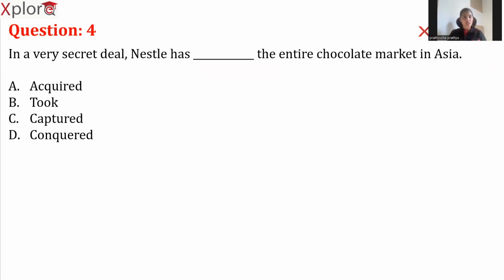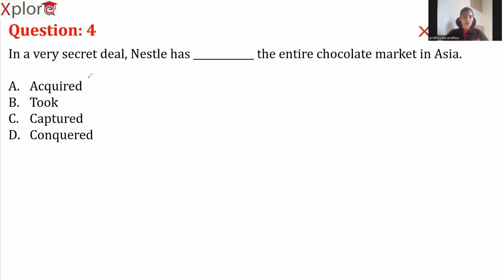In a very secret deal, Nestle has blank the entire chocolate market in Asia. Options: acquired, took, captured, conquered. As you can see, the context is how Nestle is flourishing in the Asian market, which means how rapidly it is growing and developing. That's what we are talking about in the context.